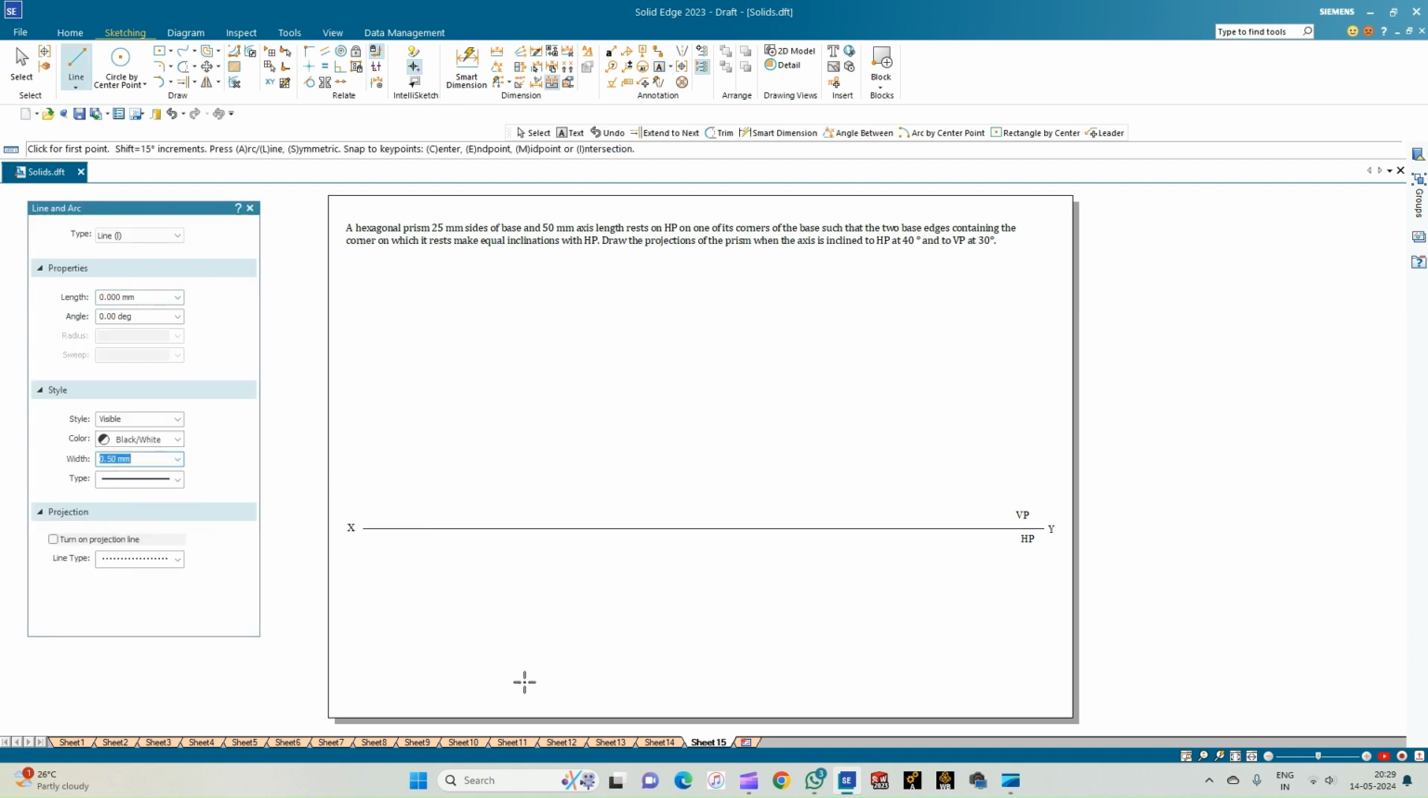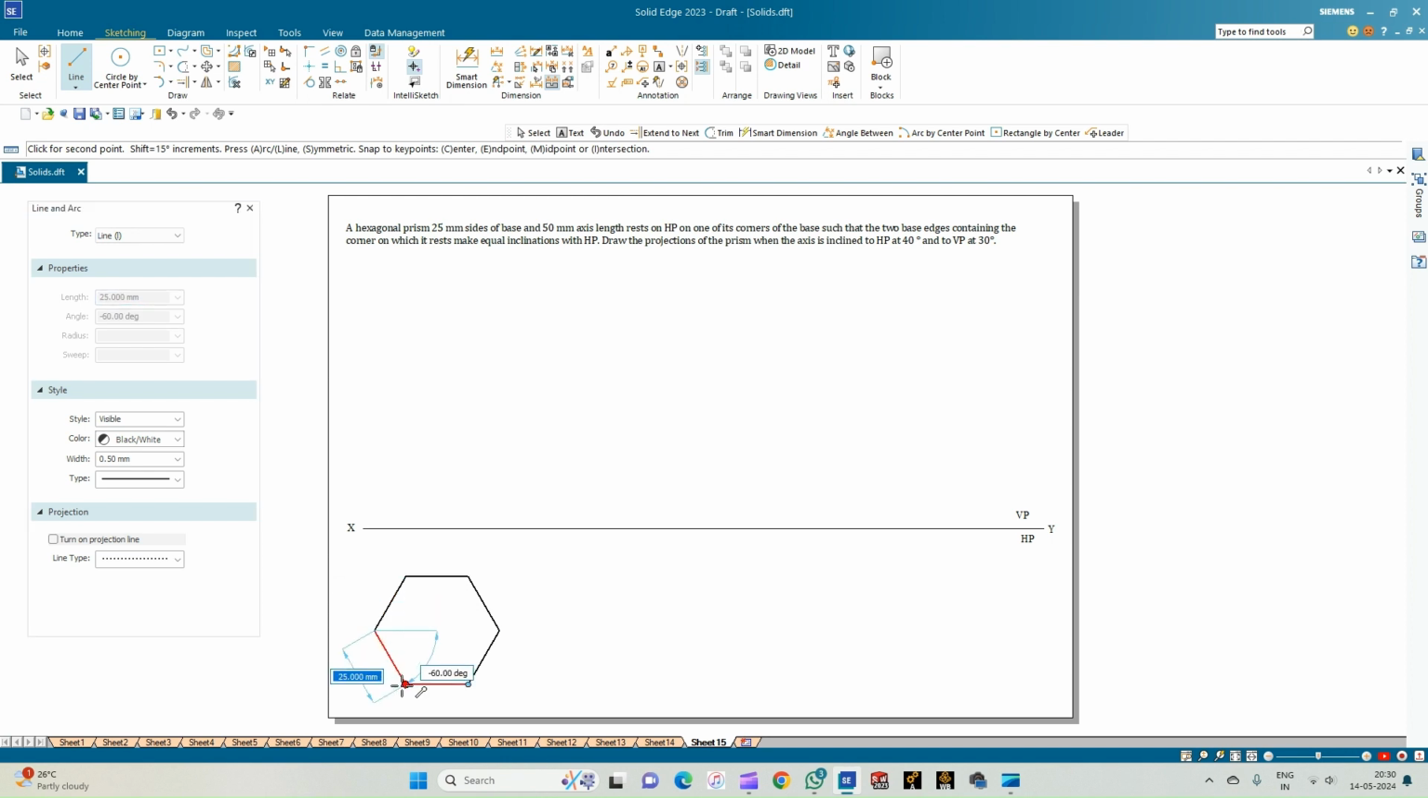So let us select the line of thickness 0.50 mm. Let us draw the first edge, which is 25 and the angle is 0. Next, the edge length is 25 followed by the angle which is equal to 60 degrees. Next, the edge length is 25 and the angle is 60 into 2 followed by the edge length which is 25 and the angle is 60 into 3. Next, 25 followed by the angle which is 60 into 4, and then we'll conclude by typing the edge length as 25 and the angle as 60 into 5. So with this we complete the top view of the hexagonal prism.